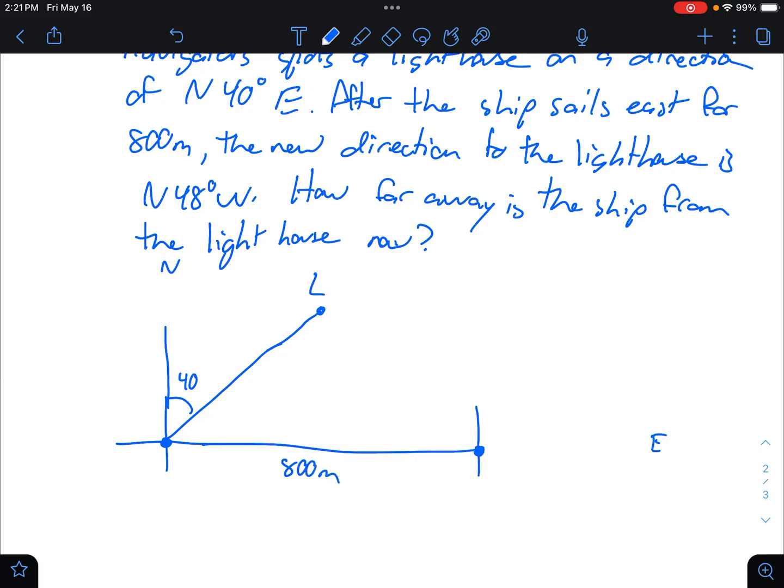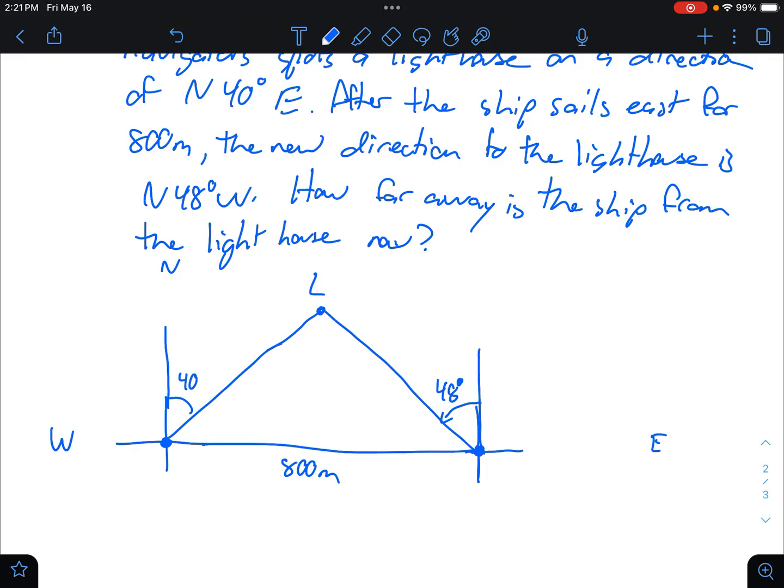And I'm going to draw another new little compass thing right here. Now, from my new spot, it says that I can now see the lighthouse at north 48 degrees towards the west. So the west is over on the left. So what's happening now is that I'm starting from the north. We go this direction. This is 48 degrees. So it's north 48 degrees towards the west. And then that's where the lighthouse is now.